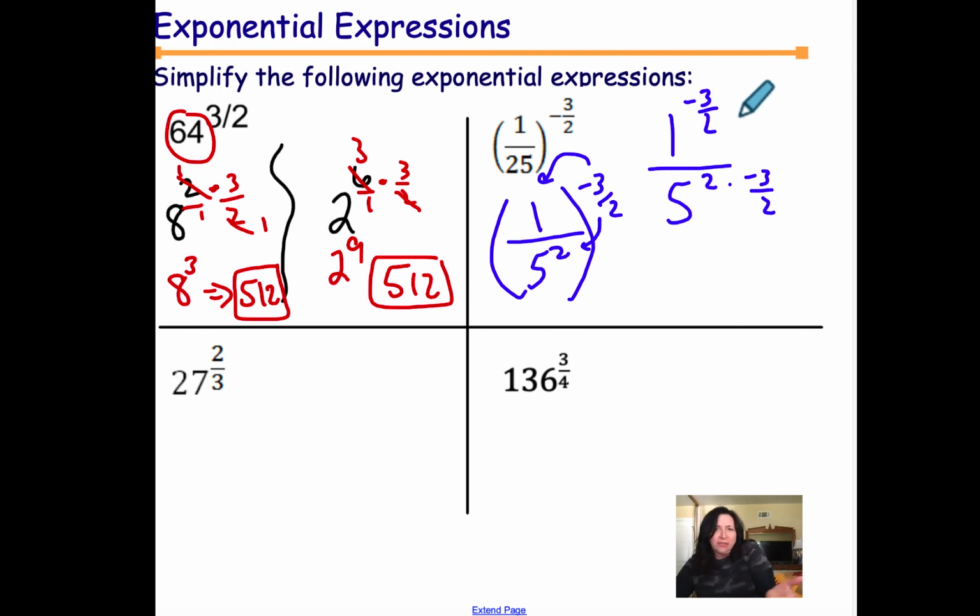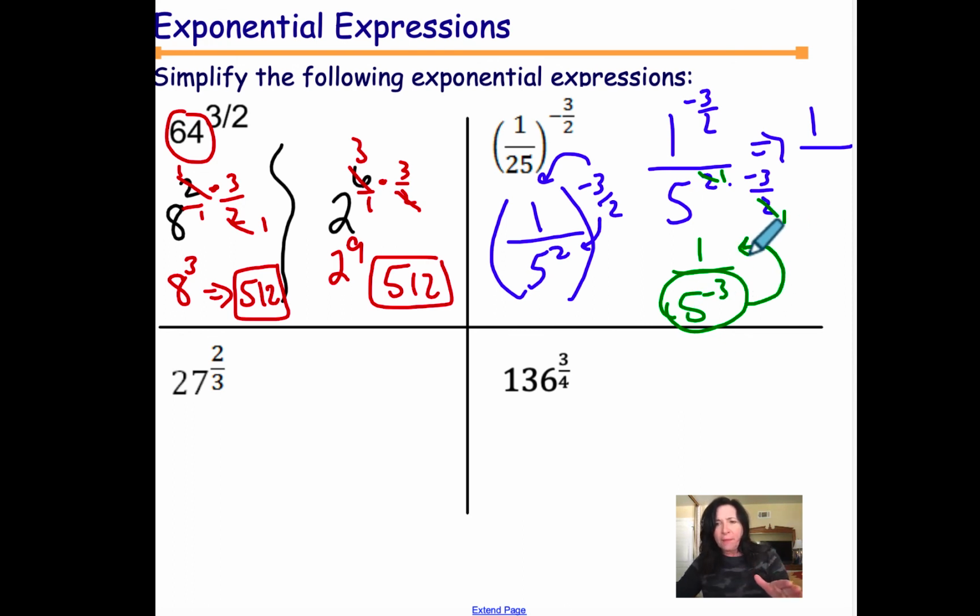1 to anything is just 1. Okay, so that's not really doing anything for us. That's 1. This, though, is going to significantly change. We've got 2's are going to cancel, okay? And now I have 1 over 5 to the negative 3rd power. See this 5 to the negative 3? I'm going to move it to the top. And now it is 5 to the 3rd power.